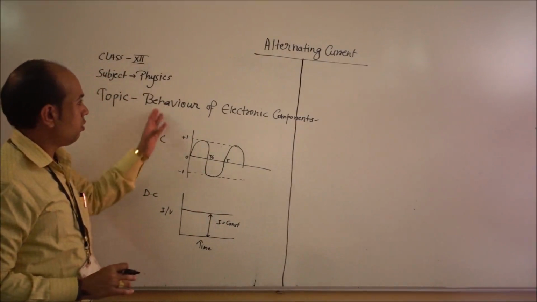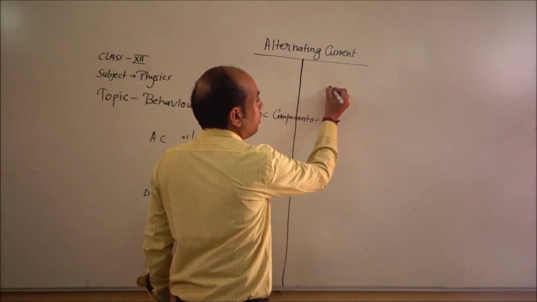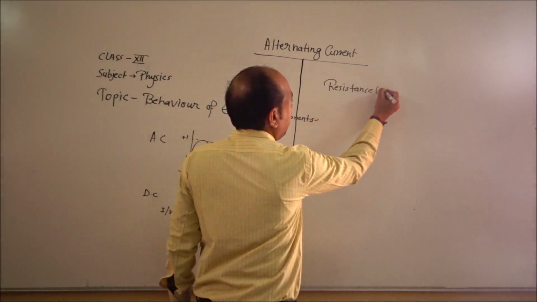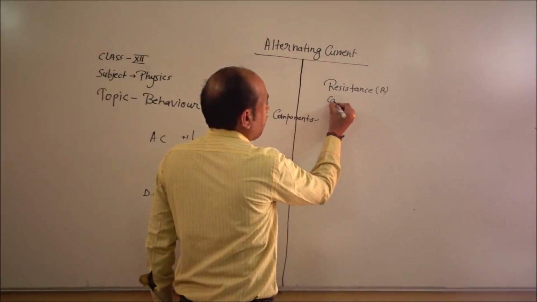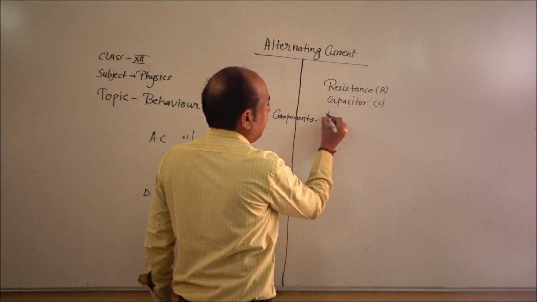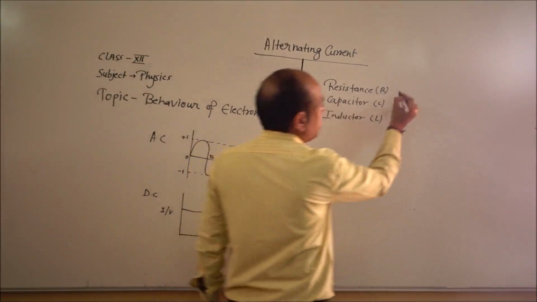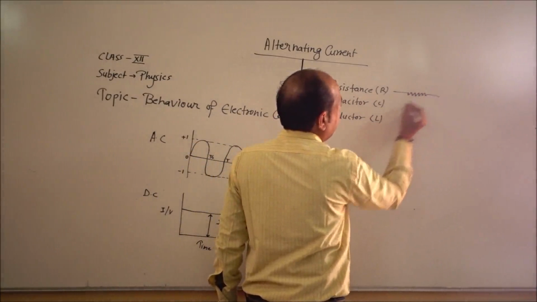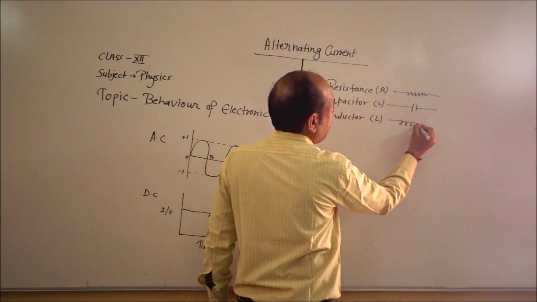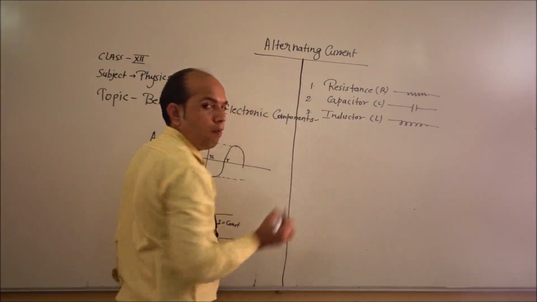Now we come to the topic, behavior of electronic components. There are different components: resistance, R; capacitor, C; inductor, L. Their representation: resistance, capacitor via two parallel lines, inductor in the form of a coil. So we have three elements basically, and their combinations also.